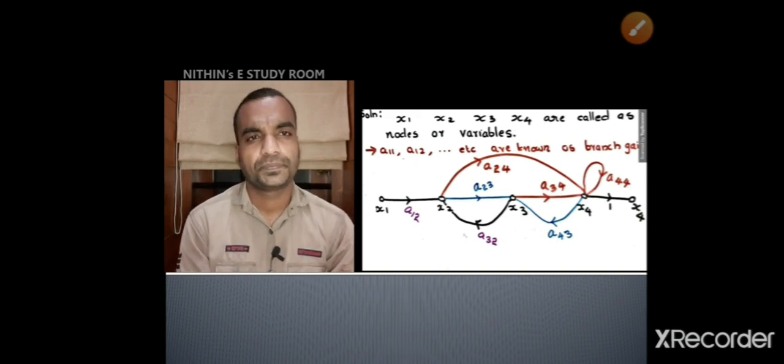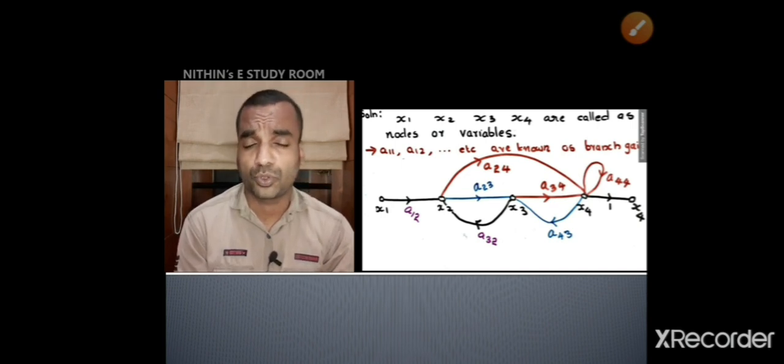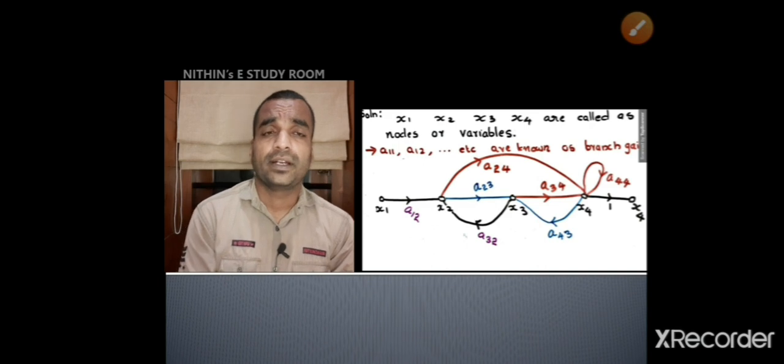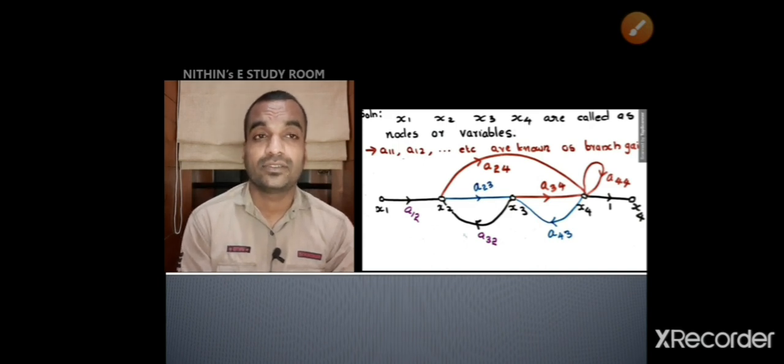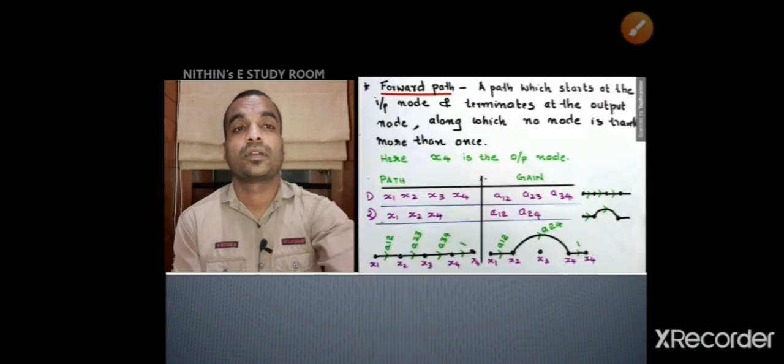So this is the definition of a forward path. It should start from the input node and it should end at the output node, and no node should repeat or be touched twice while you are traveling through the path. Okay.